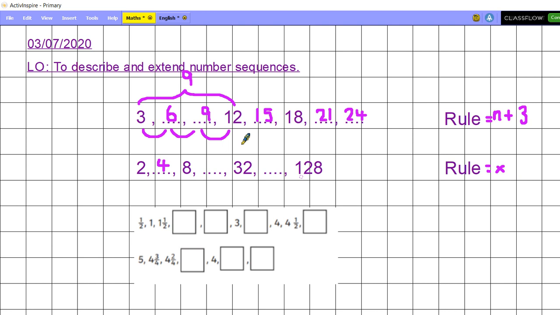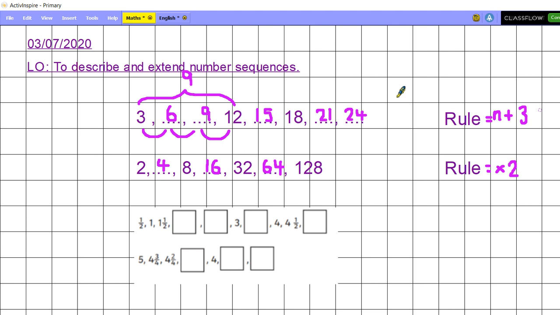However, I'm going to wait. I'm going to check that this is correct first before I do this. 8 times 2 is 16. 16 times 2, or double 16, just double check, that's 32. Yeah, it is, well done. And then double 32 gives me 64. Super. So I've got 64 and then double 64. Double 60 is 120. Double 4 is 8. So it's 128. So my rule is you multiply by 2 as you go up.